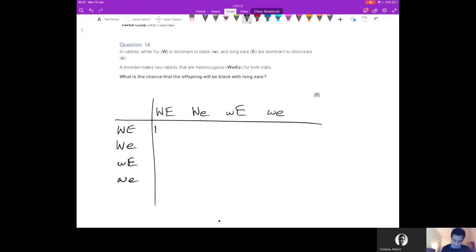This and this, I get this, which is essentially dominant for both traits. So it's white and long ears. This one I'm going to get W, W, E, E, and then W, W, E, E. Yes, that's correct.